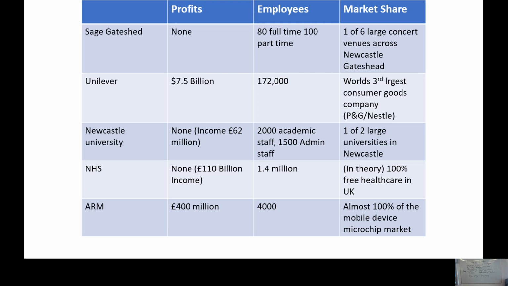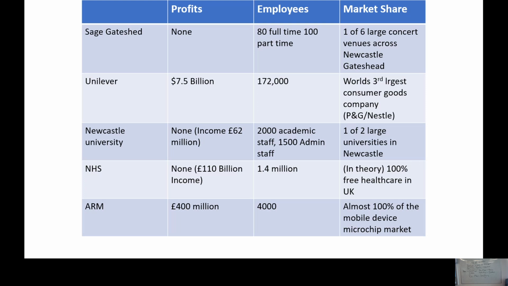Unilever profits 7.5 billion. That's profits, not revenue. So revenue's vastly larger than that. 172,000 employees globally. It's the world's 3rd largest consumer goods company. So Procter & Gamble and Nestle are the other big consumer goods companies.